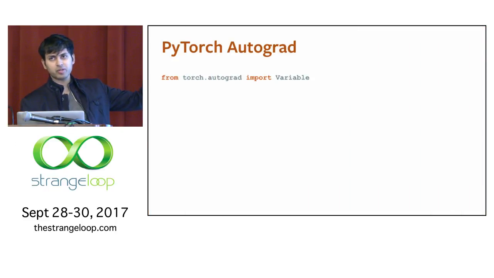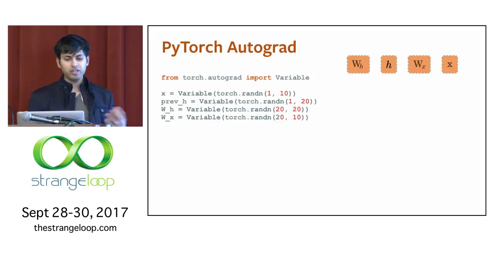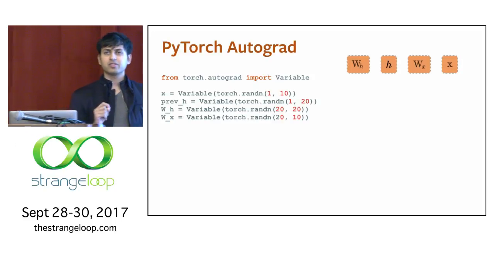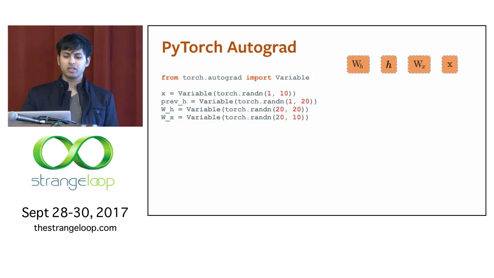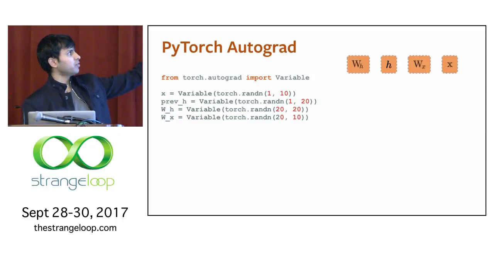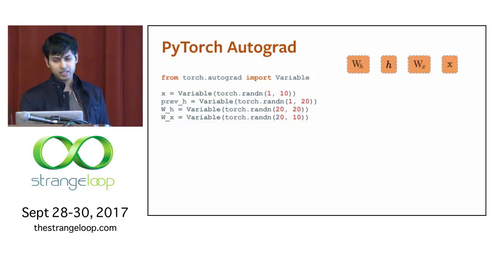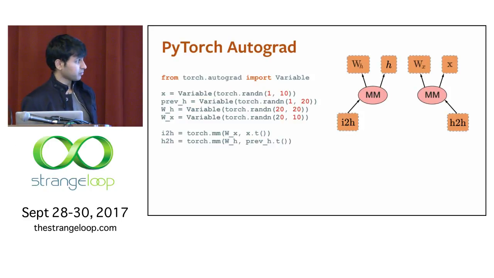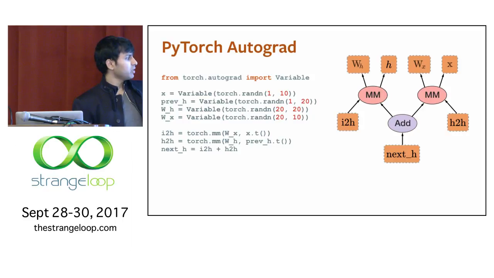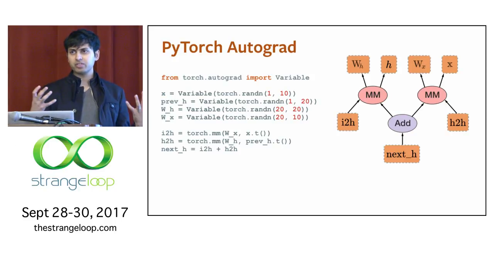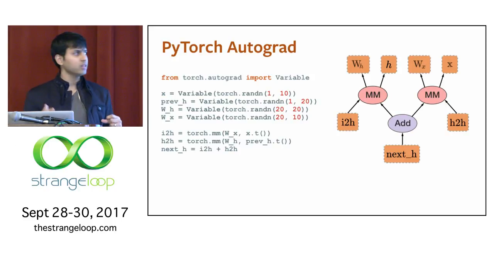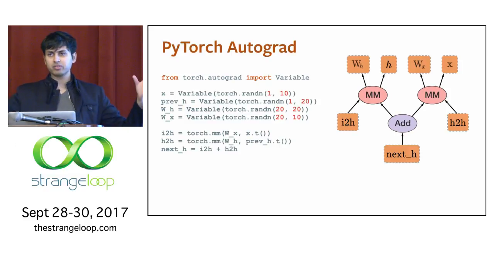We have the AutoGrad package as part of PyTorch, and we have one class that we define called variable. Variable is a loose wrapper around a tensor, and whatever operations you do on your variable, all of its history is recorded. As an example, I defined a few variables here and then do operations like matrix multiplies and additions on them. What is actually happening is that the variable has a pointer to the function that computed it, and that function has a pointer to the inputs that it had, and so on, until you get to the leaf variables that the user defined.